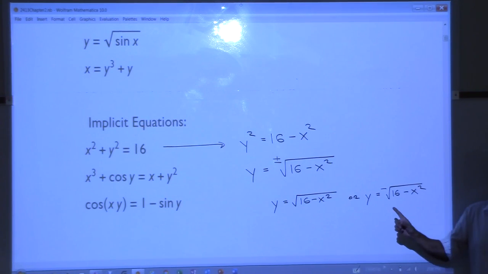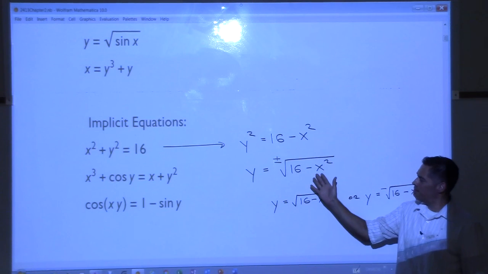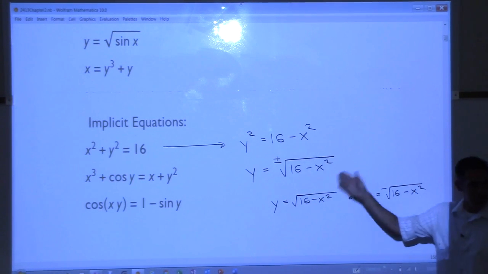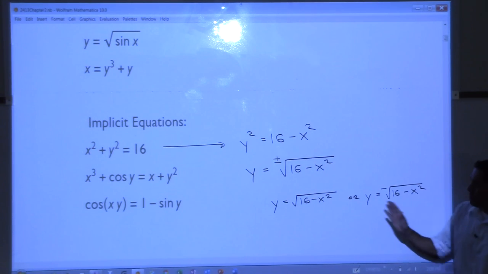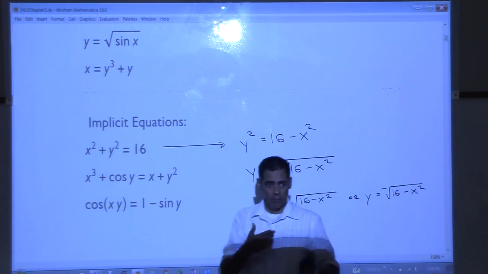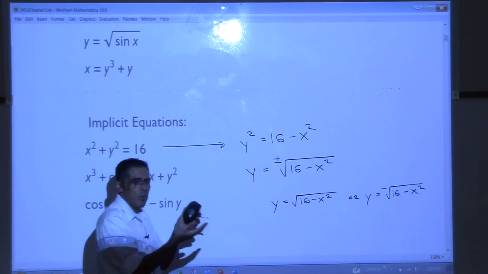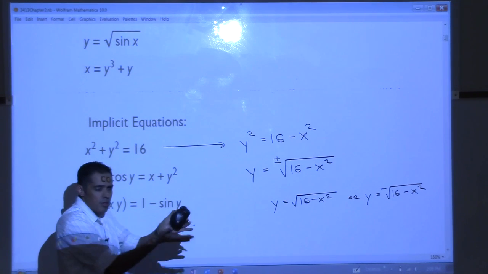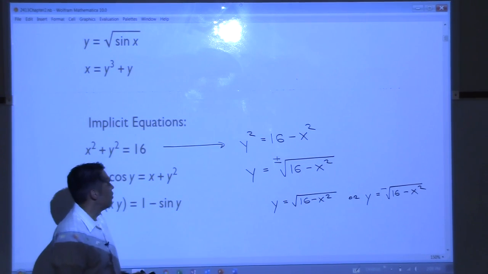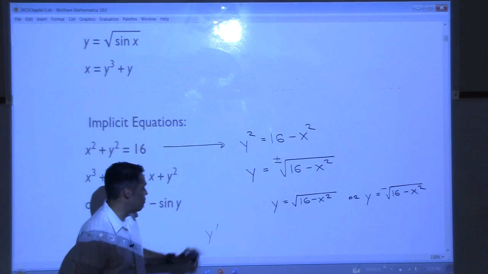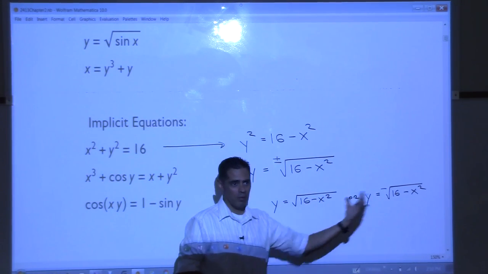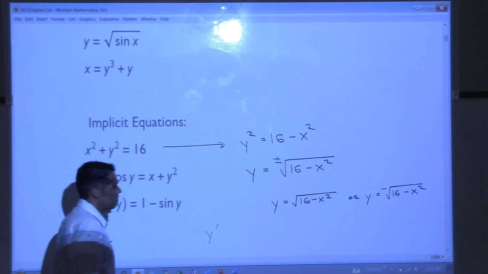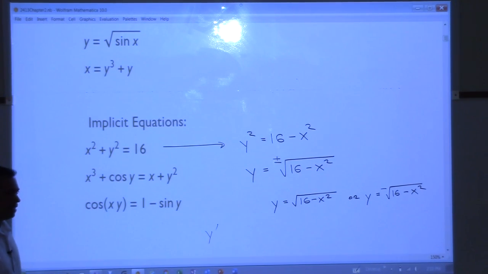So there's a problem with this. This is two functions, isn't it? Now, I think you could argue that we've solved for y. But the problem is when we solved for y, we had two different answers for it. So if we're asking ourselves, what's y prime? What's the derivative? Which one do you do? So that's somewhat problematic, yes?